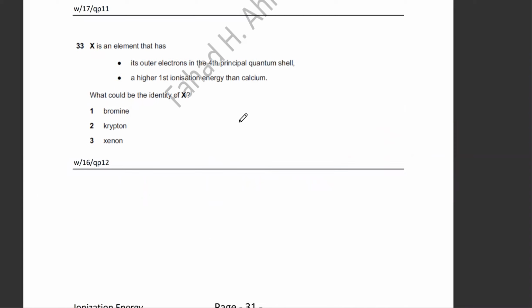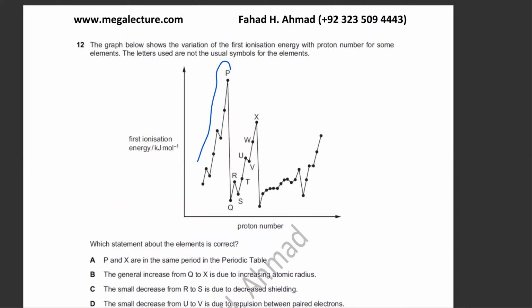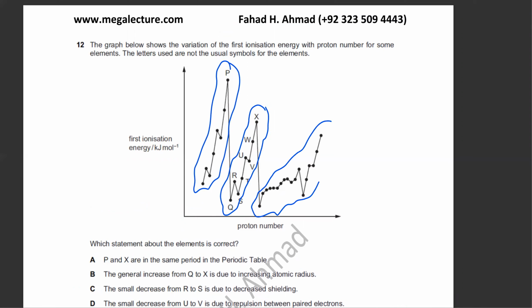So now the next one is, again, this is period number 2, period number 3. In period number 4, you get these transition metals in between. So it's almost the same graph, rises, dips, the same sketch if you can ignore the transition metals. So anyways, which statement about the elements is correct? P and X are in the same period of the periodic table. So same period of the periodic table. These elements over here, they are in the same period. These elements over here, they are in the same period. These elements over here, they are in the same period.